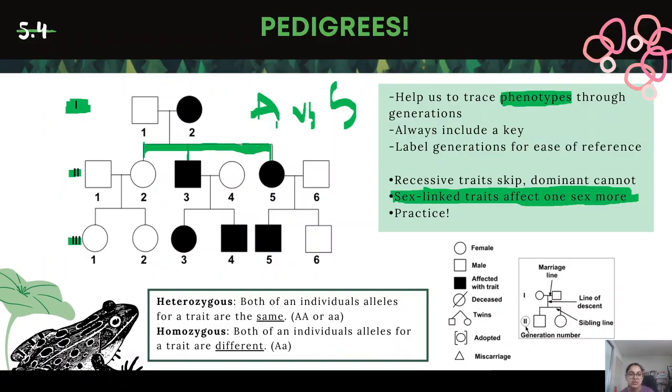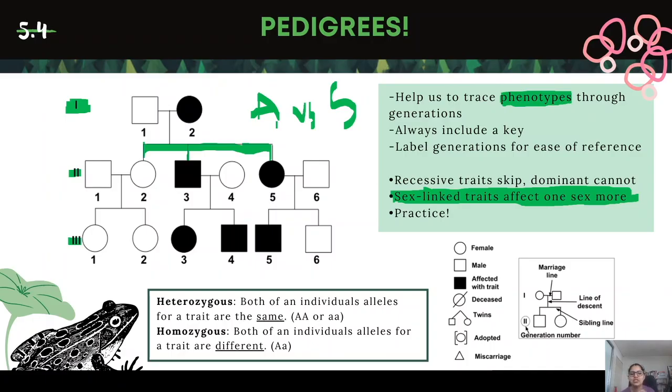So with determining pedigrees, practice is the best way to go. There's no hardcore rules written, but it's these little patterns that help you determine which one's which. Recessive and dominant are pretty easy to tell apart, because if it's recessive, it's going to skip a generation. If it's dominant, it will not skip a generation. It can't skip a generation.